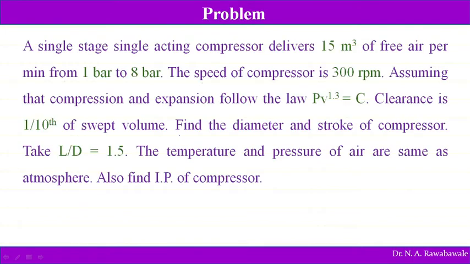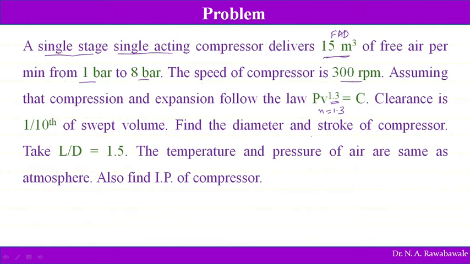Now coming to the second problem. Again here it is given single stage, single acting. It is a simple compressor, single stage and single acting, which delivers 15 meter cube of free air per minute. The free air delivered is 15 meter cube per minute from 1 bar to 8 bar. The speed of compressor is 300 rpm. Assuming that the compression and expansion follow the law PV raised to 1.3, n is equal to 1.3, is equal to constant. Clearance is 1/10 of swept volume. Vc divided by Vs is 1/10.